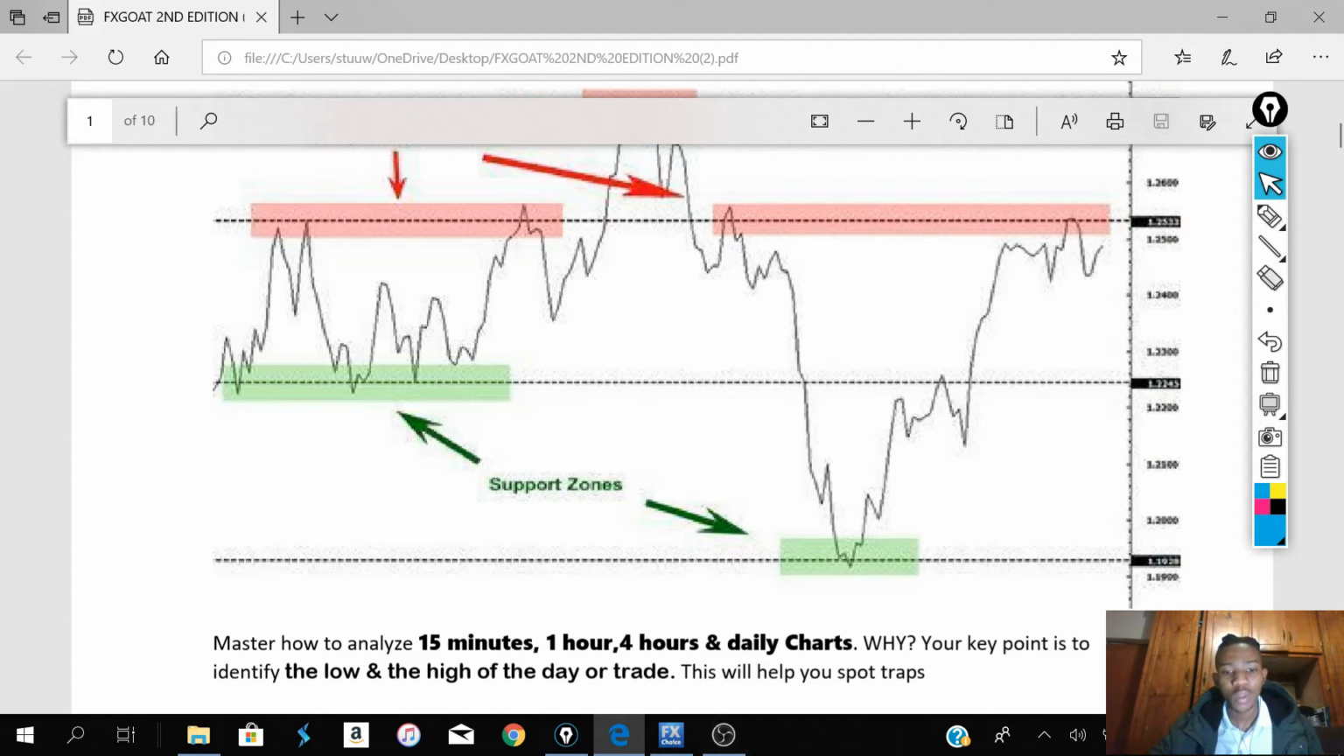So we're going to analyze using an hour, 4 hour to daily charts. You're going to analyze with the 15 minutes chart for your fundamentals trading, and that is of course news trading. Now we're going to go over a few examples and see how we can spot these nice traps.